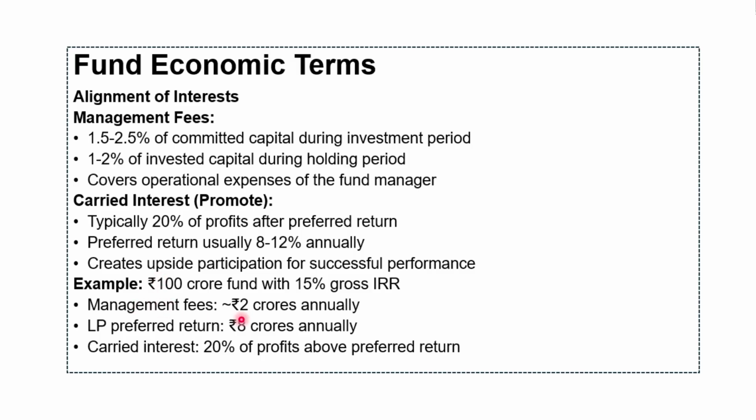A 100 crore fund generates 15% gross IRR. Management fees total 2 crores annually. Investors receive 8% preferred return first. The fund manager gets 20% of profit above the preferred return. So this structure ensures that fund managers only do well when investors do well.